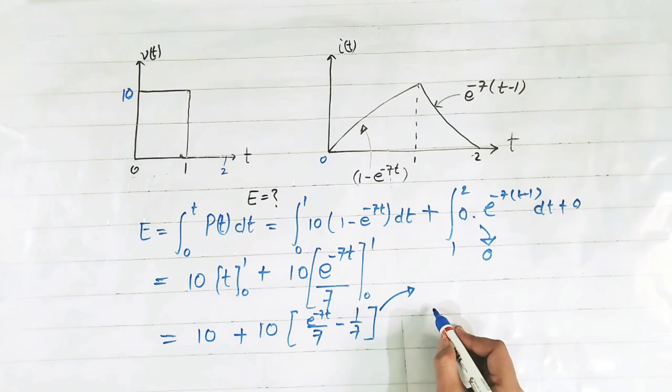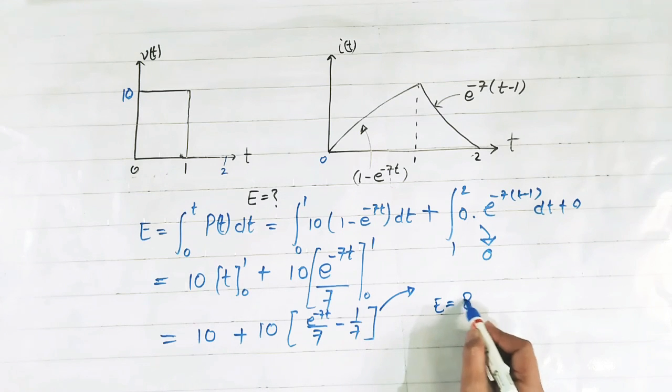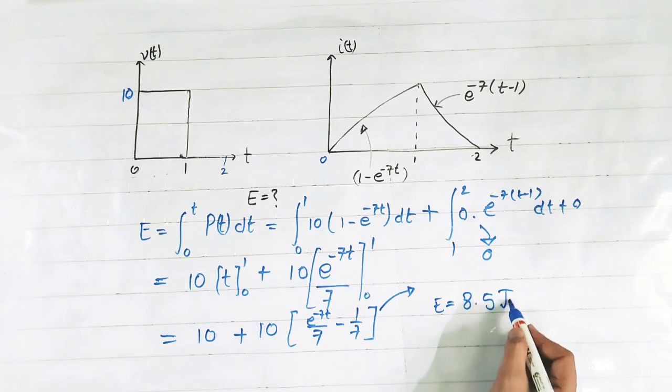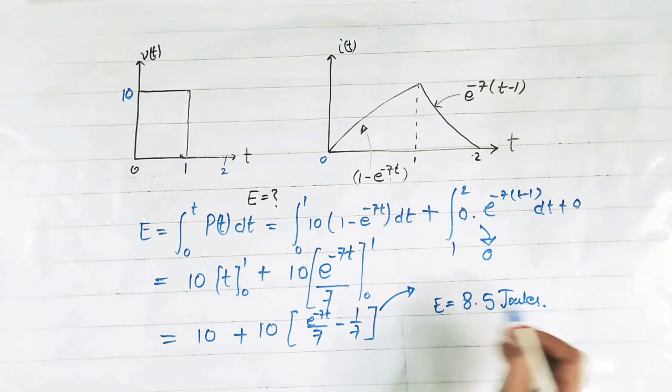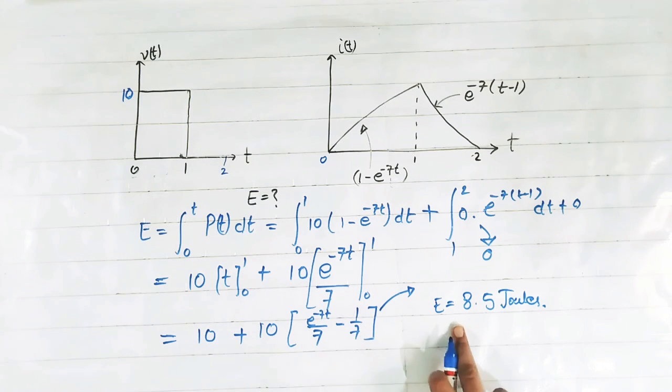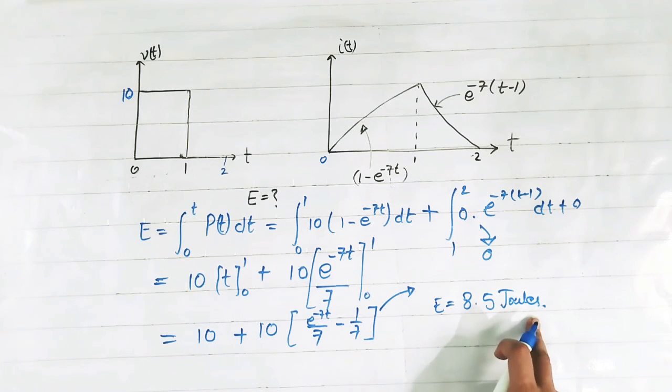Here the answer is given that E is equal to 8.5 joules. Just try to solve this. You will get this answer that E is equal to 8.5 joule. So this is the solution of this question. In this way you can approach a question when you have to find the energy E.